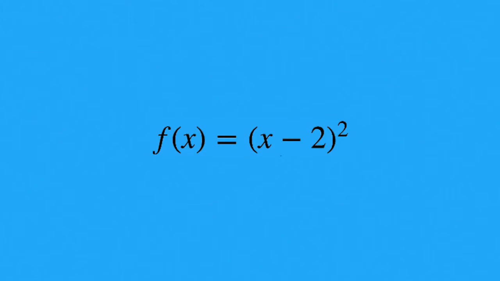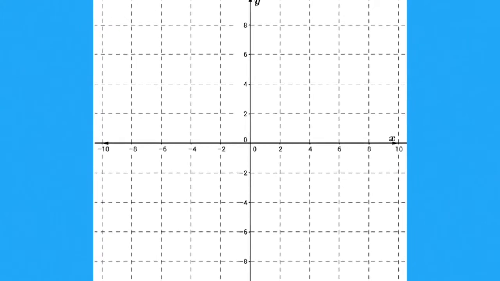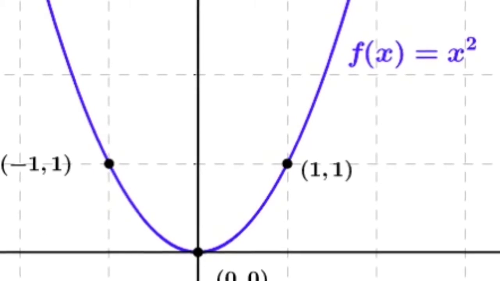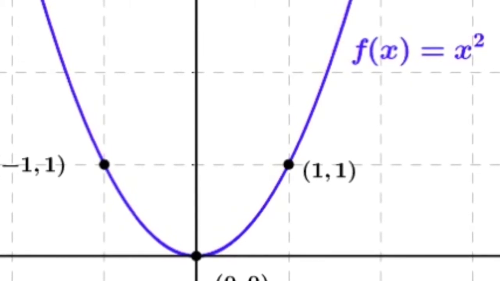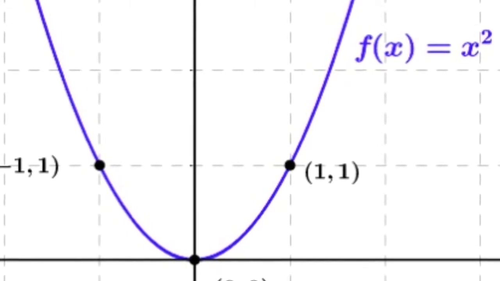We begin with a simple quadratic function, f(x) = (x - 2)². We'll be graphing this in the Cartesian coordinate plane from -10 to 10 in both directions. To begin with, we consider the untransformed quadratic parent function, f(x) = x², and three key feature points: (-1, 1), (0, 0), and (1, 1).